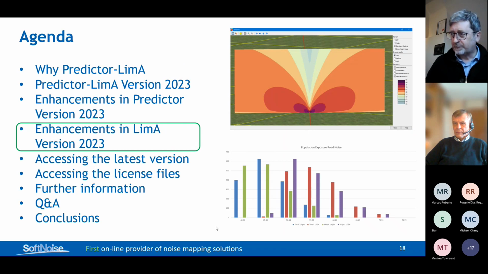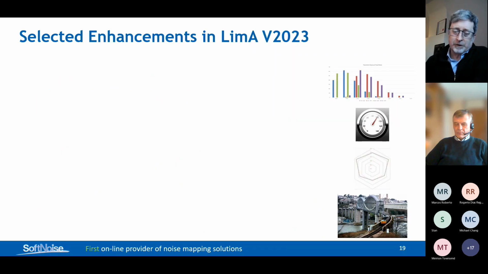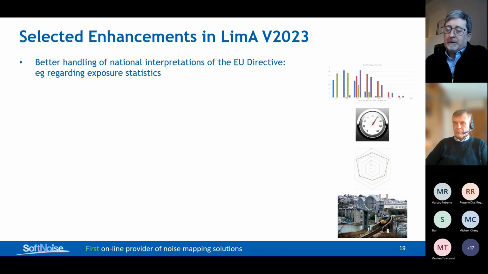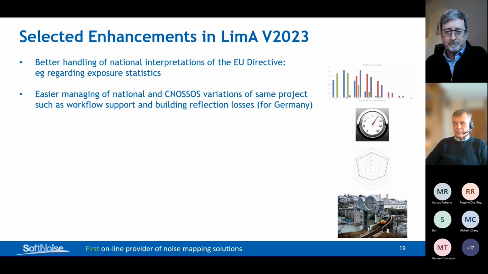That was Predictor. And now move on to LimA. So let's have a look at some of the selected enhancements that I'd like to talk about today. First of all, we've got better handling of national interpretations of the EU directive, for example, regarding exposure statistics. Now, this might be a little bit in niceties, but it's quite important to understand, and I'll work through that.